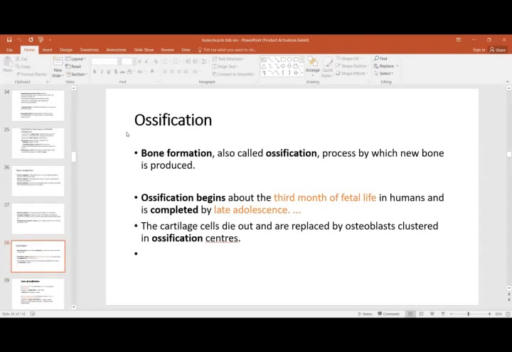Then is ossification. Bone formation is also called the ossification process, by which new bone is produced. It starts in the third month in humans and is completed by adult life. The cartilage cells die out and are replaced by bone cells in the ossification centers. That is basically the mechanism in ossification.